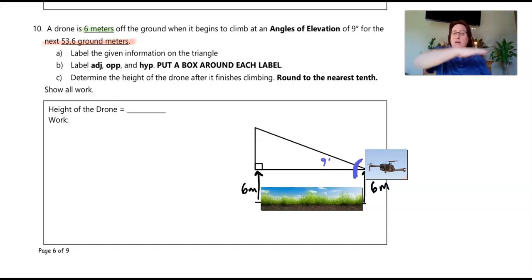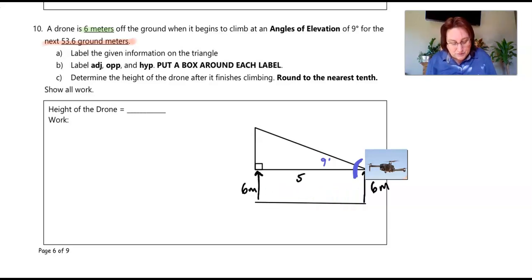Okay, the ground is going to be horizontal. So when it says 53.6 ground meters, that means the horizontal right here, 53.6 ground meters. That's where the meters go. Okay, all right, so we labeled the information on the triangle. Now we're going to label adjacent, opposite, and hypotenuse.